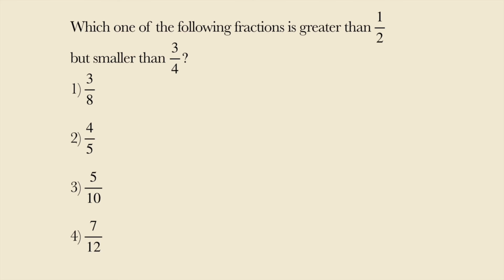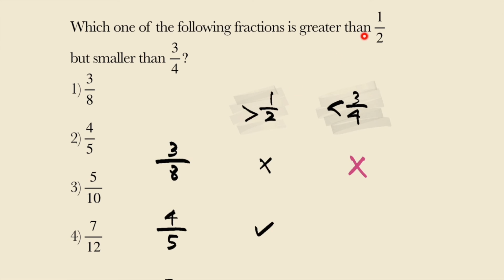Which of the following is greater than half but smaller than 3/4? Okay, let's make a list here. Well, this symbol just means greater than half. That's one of the requirements. Smaller than 3/4. That's the other requirement. Okay, well, let's take a look. 3 over 8. Well, what's half of that? It's 4 over 8, isn't it? So it's definitely failing the first requirement, which is larger than half. It's not larger than half.